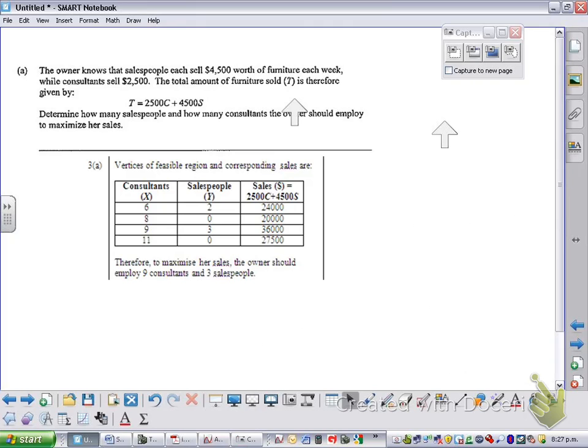And there it is. There's the answer. You work it out, you show your work, you show the results of putting the points in, and you get a maximum solution. So you get your 9 consultants and your 3 salespeople give you the maximum profit. And that's the answer to the question. And that is an A.